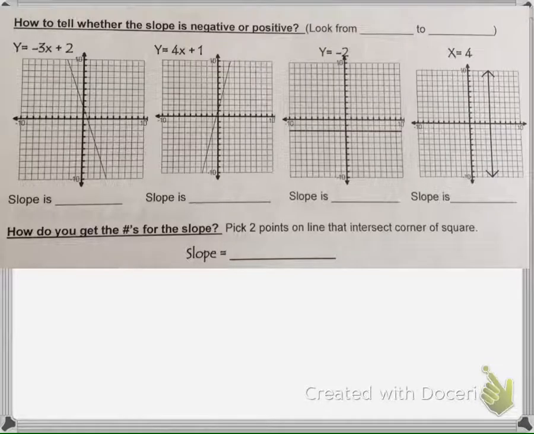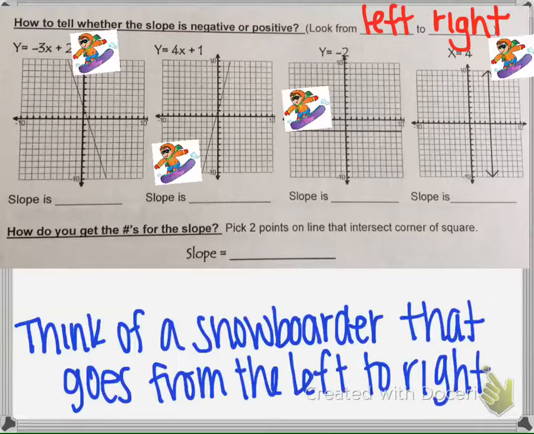Okay, first let's talk about how to tell if the slope of the line is negative or positive. You're going to look at the line from the left side to the right side. When we think about whether the slope is negative or positive, it might help you to think of someone snowboarding who can only go from the left side to the right side. So if we look at our first graph here, if the snowboarder can only go from the left to the right, he would be going downward. So that would mean this has a negative slope. And from the left to the right, this one would be going upward, so it has a positive slope.